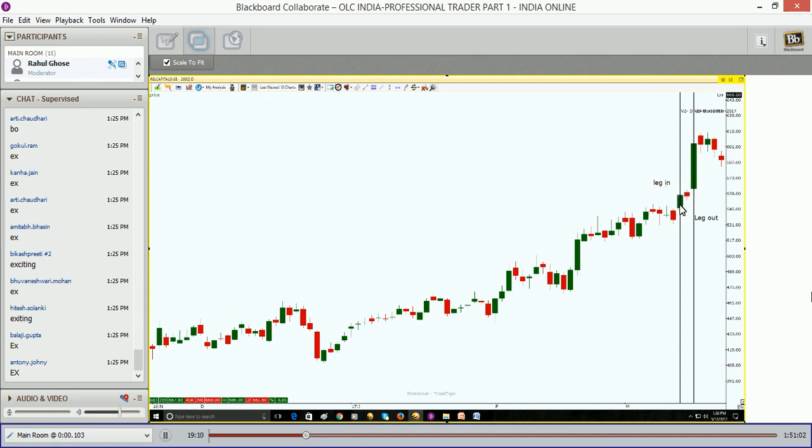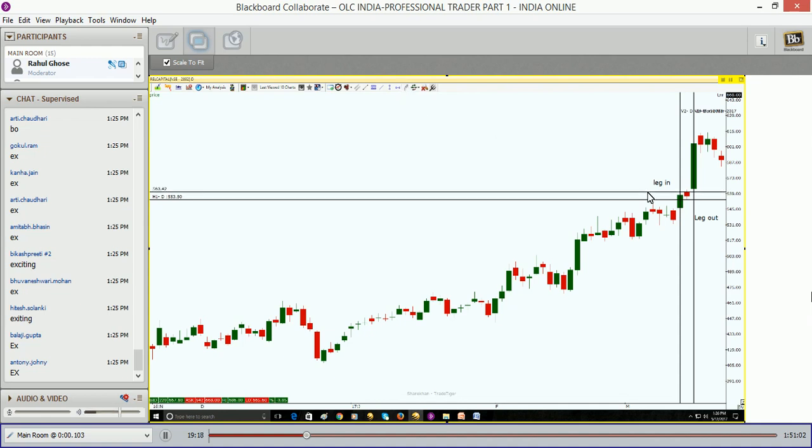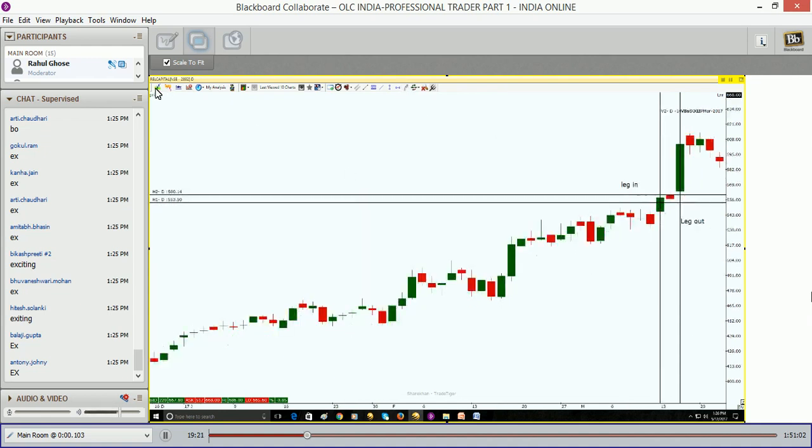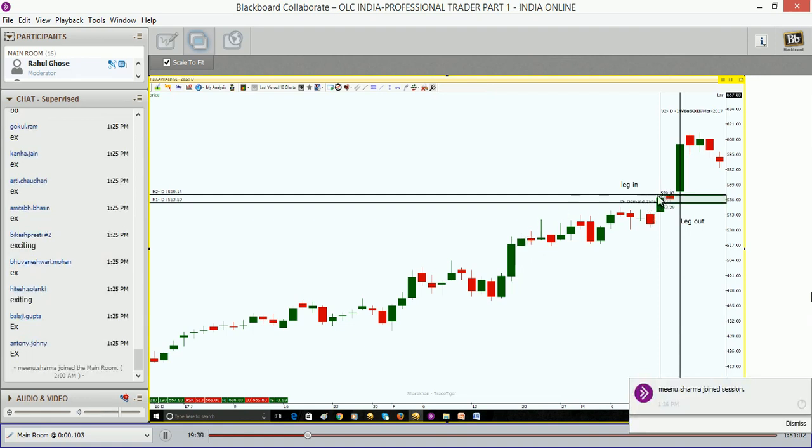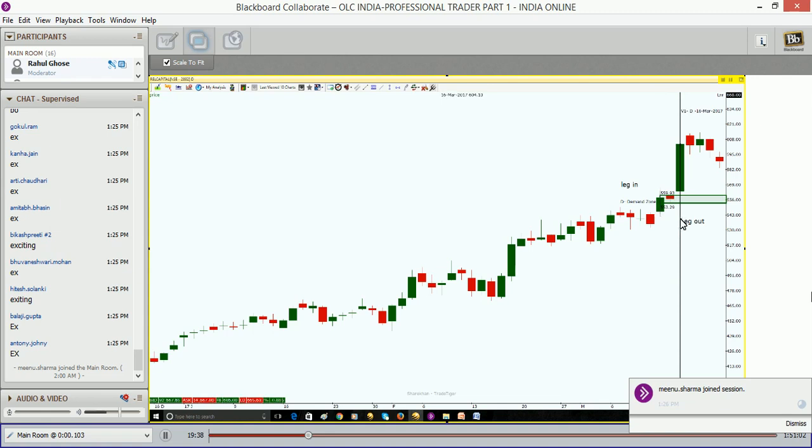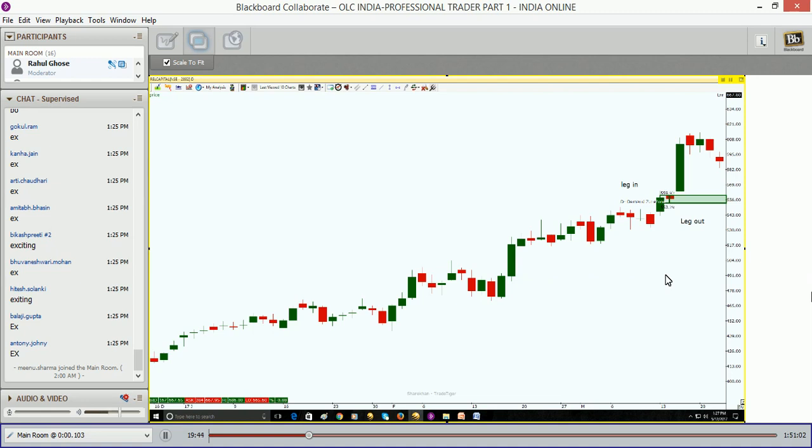Okay, I have my leg in, base, and my leg out. I take the lowest wick of the lowest base to the highest body of the highest base, go to the top left corner of the screen and mark my demand zone over here. I remove this line and I remove this line. This becomes my demand zone in Reliance Capital.